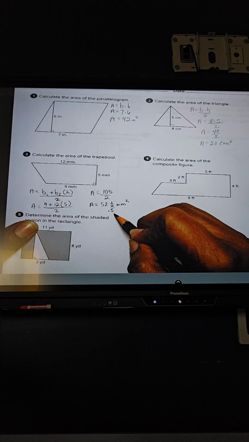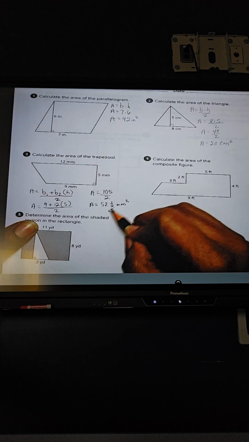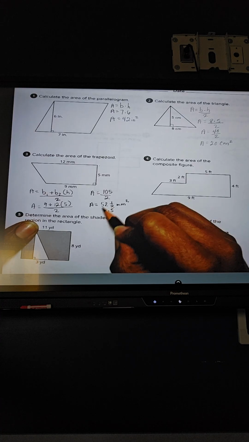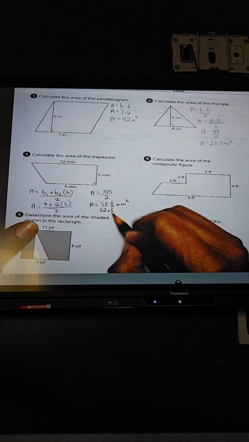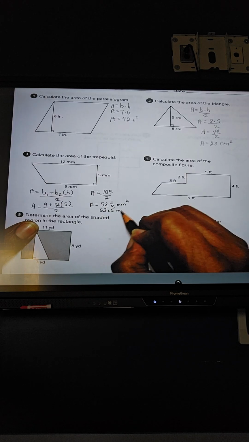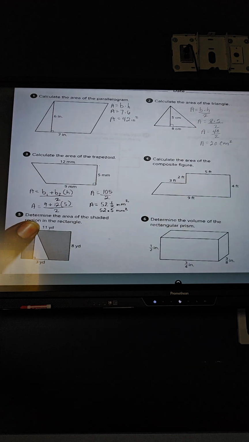I want them to use the tenths instead of point. Yes, this is a point, but what is this called? This is 5/10. So 52.5 millimeters squared, or 52 and, remember decimal is and, 5/10 millimeters squared.